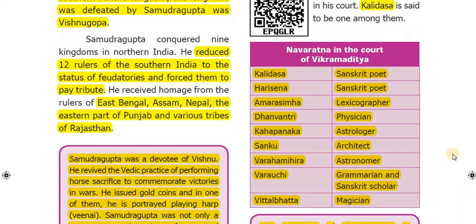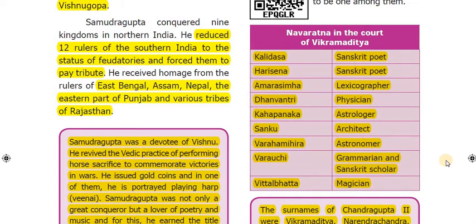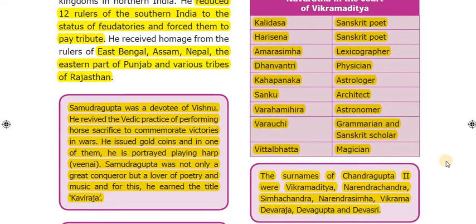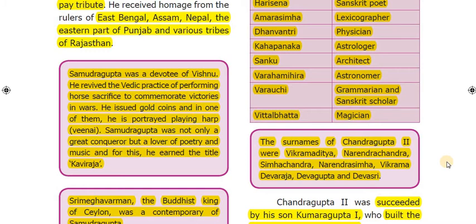Kalidasa, Sanskrit poet. Harisena, Sanskrit poet. Amarasimha, lexicographer. Dhanvantri, physician. Kshapanaka, astrologer. Sanku, architect. Varahamihira, astronomer. Vararuchi, grammarian and Sanskrit scholar. Vetalabhatta, magician. The surnames of Chandragupta II were Vikramaditya, Narendra Chandra, Simha Chandra, Narendra Simha, Vikrama Devaraja, Devagupta, and Devashri.